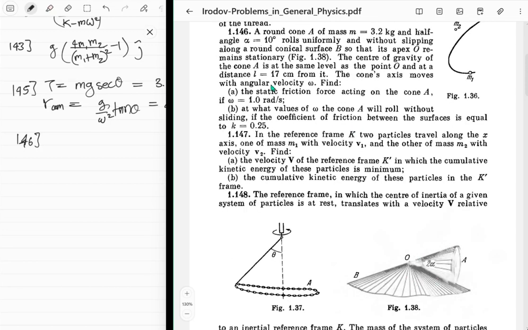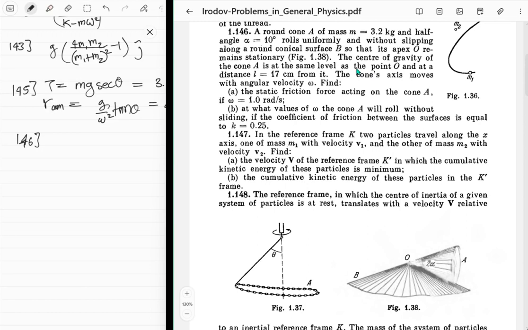This round cone rolls uniformly and without slipping along a round conical surface B, so that its apex O remains stationary. Figure, okay, whatever. The center of gravity of the cone A is at the same level as point O. Okay, so it's understandable. It's just non-slipping, and it's just rotating. Okay, I understand that. So you can just figure out what the half angle of this lower cone is.